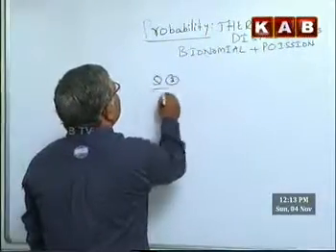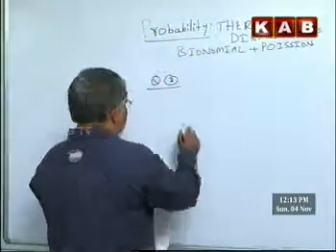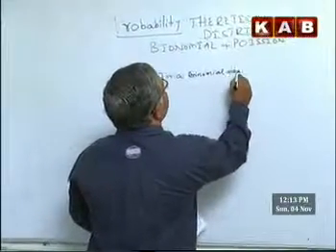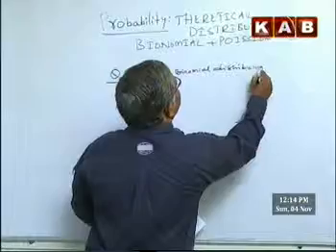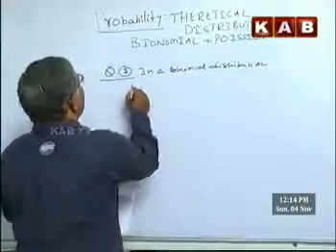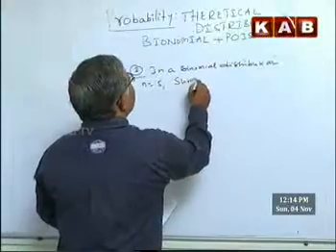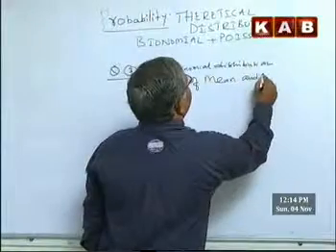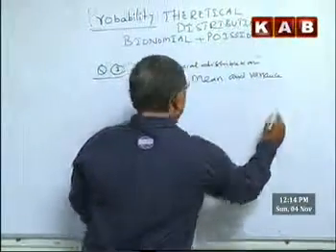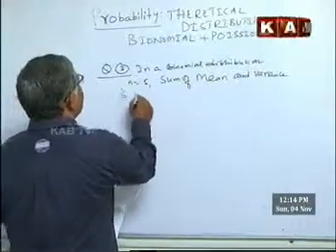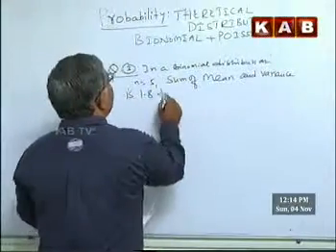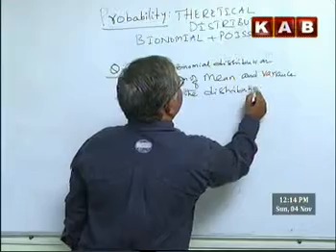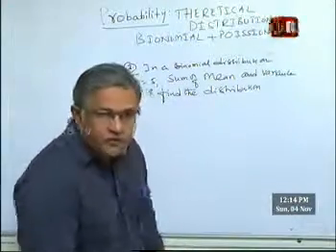Question number 3 in binomial distribution. In a binomial distribution, n equal to 5, sum of mean and variance is 1.8. Find the distribution. This is also a question for 2 marks.